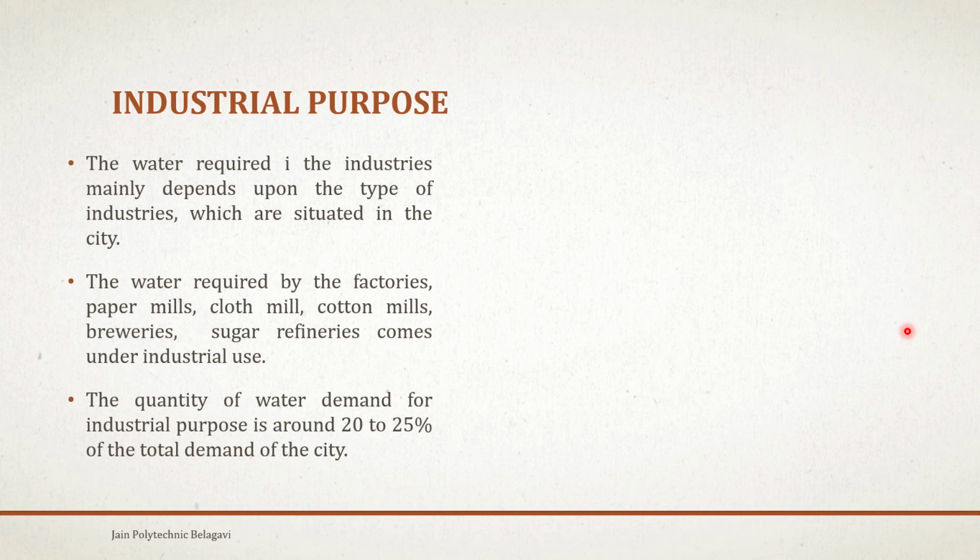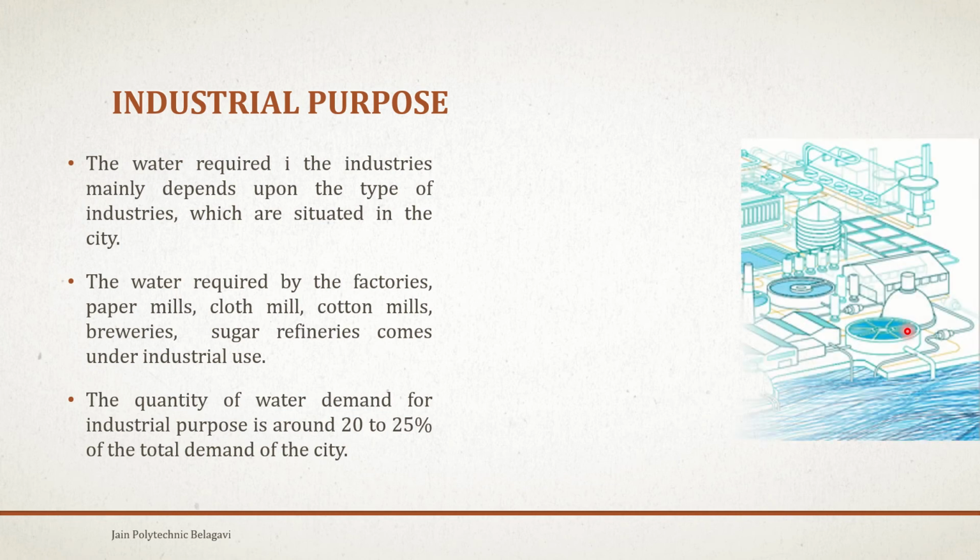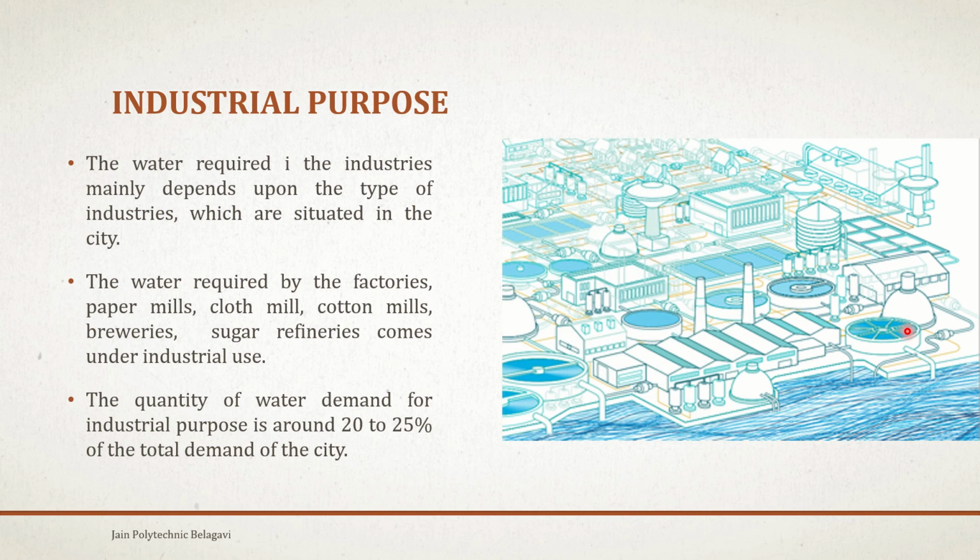In the previous slide, I explained the domestic purpose, where a person is going to have 135 liters of water in a day. In a similar way, for a city, how much water is being supplied? Among that, 20 to 25% of water is demanded only for industrial purposes. So please note it. Next, this is the overall view of an industry where the water is being supplied, and again the wastewater is being thrown out into the river.